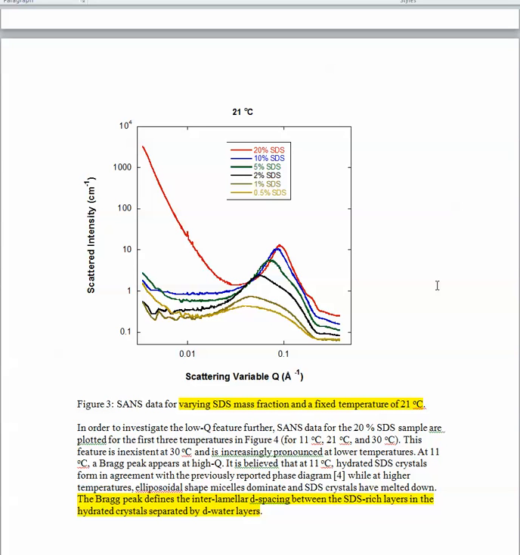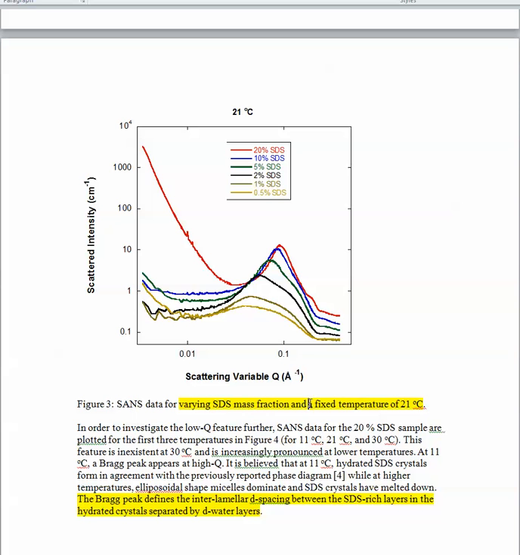Here, in the case of 21 degrees, we're showing also varying the SDS volume fraction all the way up to 10%. We have the ellipsoidal micelles, and then at higher fraction, we see a very strong low Q peak show up, as well as a Bragg peak show up here. This is almost like clustering. So this is at very high fraction.